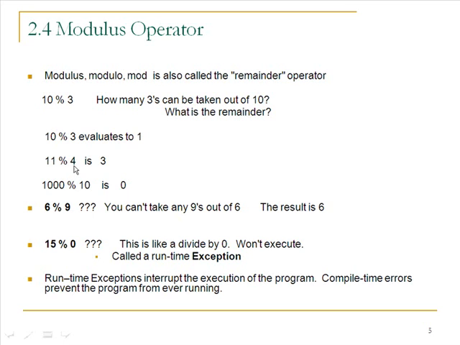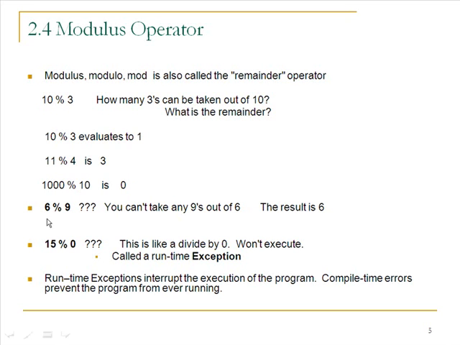So 11 modulus 4, take out 2 4's from 11 and you have 3 left over. 11 mod 4 is 3. 1000 mod 10 is 0. There's a 0 remainder. And there are two special cases where you might get it wrong.